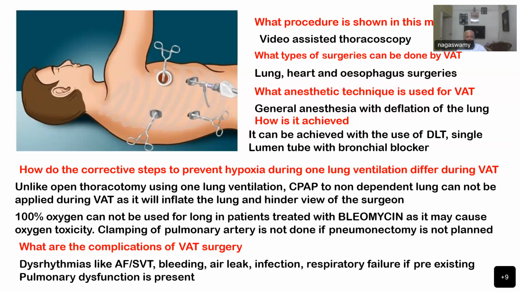Okay. So dysrhythmias like atrial fibrillation and supraventricular tachycardia, bleeding, air leak, infection, respiratory failure if there is pre-existing pulmonary dysfunction. So these are all the complications. You don't produce air. We are producing pneumothorax artificially. Carboperitoneum, we inflate carbon dioxide into the lung. Okay. So the dysrhythmias is the most important thing. Then there can be bleeding, there can be air leak, and infection, respiratory failure.